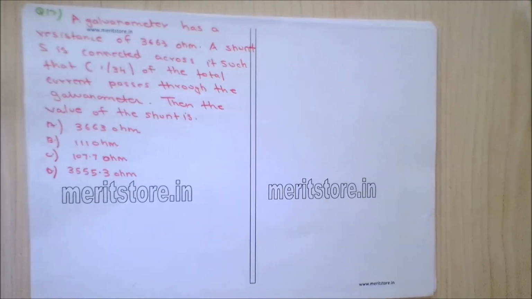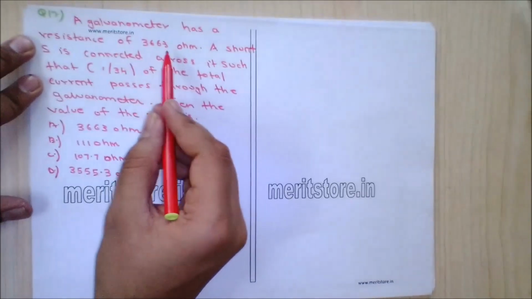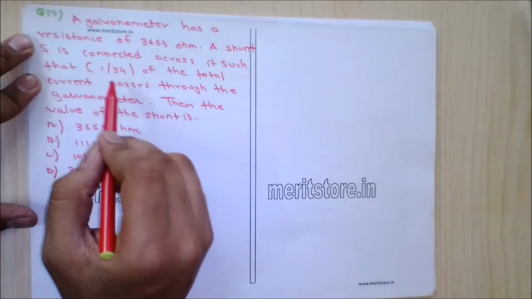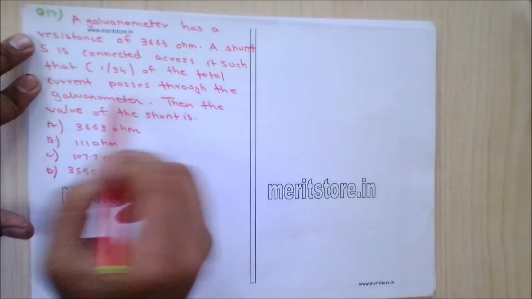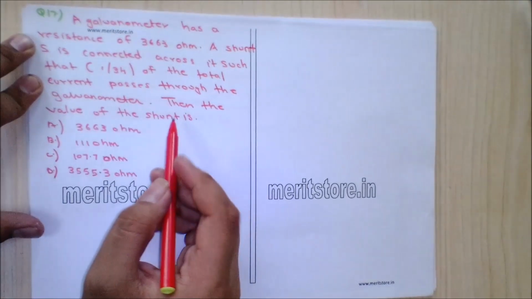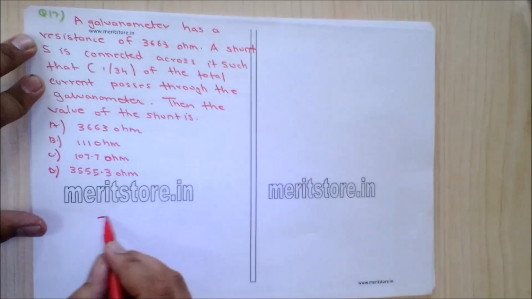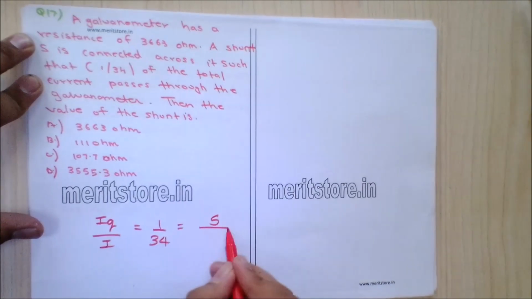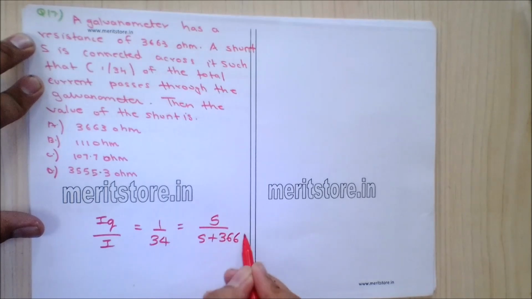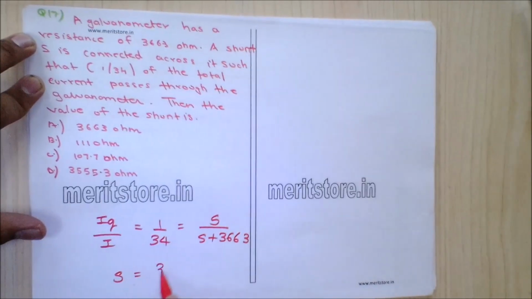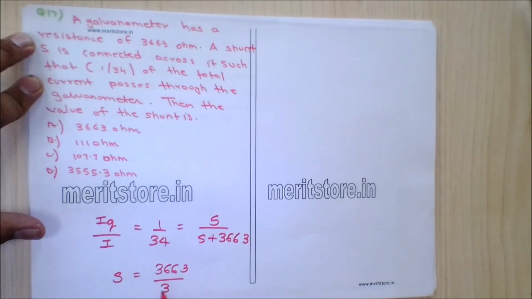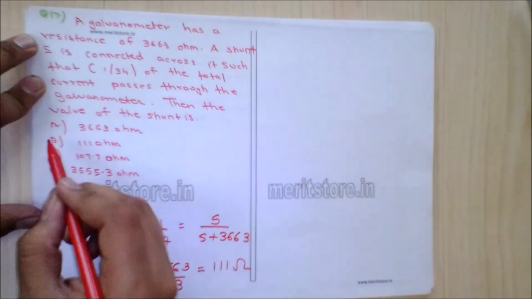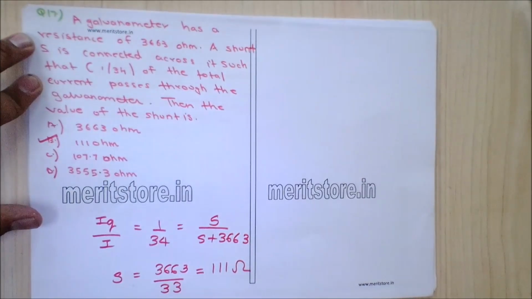Question number 17. A galvanometer resistance of 3663 ohm, a shunt S is connected across it such that 1 by 34 of the total current passes through the galvanometer. Then the value of shunt is. Now to calculate the value of shunt, we know the formula Ig upon I is equal to 1 by 34, which is equal to S upon S plus 3663. S is equal to 3663 upon 33, which gives us 111 ohm. So option B, 111 ohm is the correct answer.